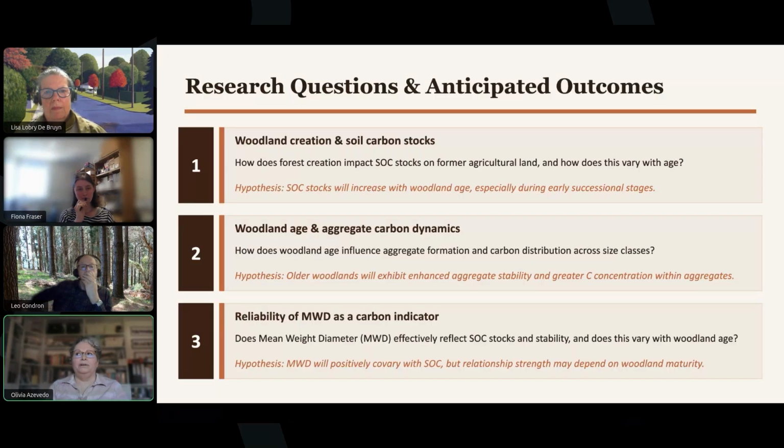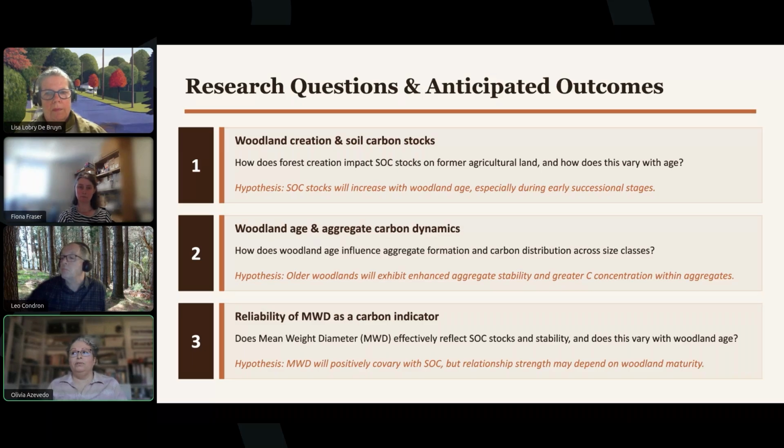So our three research questions mapped onto three broad themes. First, how does woodland creation affect soil organic carbon stocks, and does that vary with age of the woodland? We expected soil organic carbon to increase with age, but we wanted to understand where in the soil profile those gains were occurring. The second was how does woodland age influence the way carbon is distributed within water-stable aggregates?